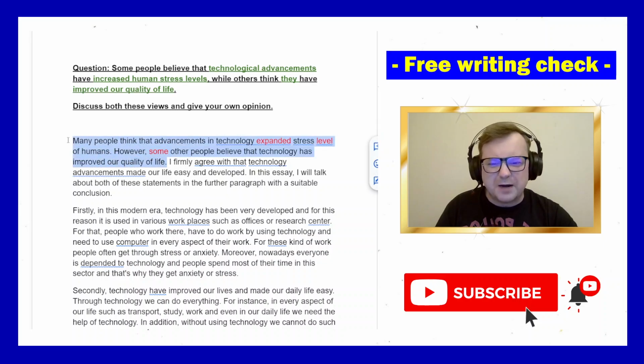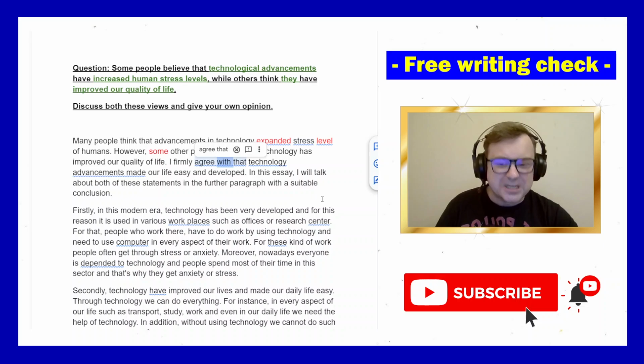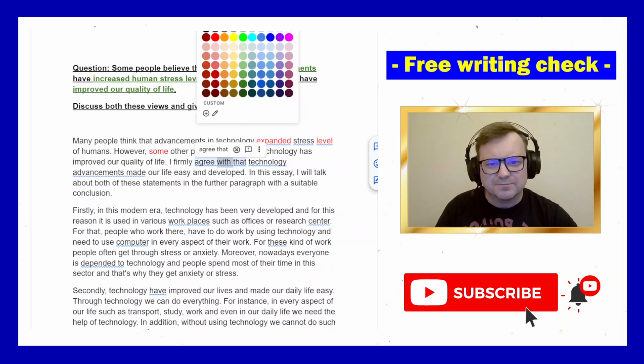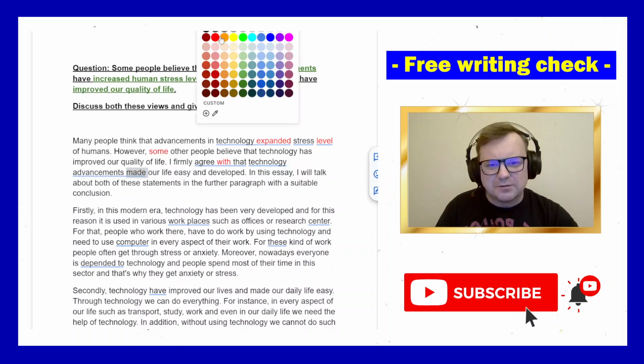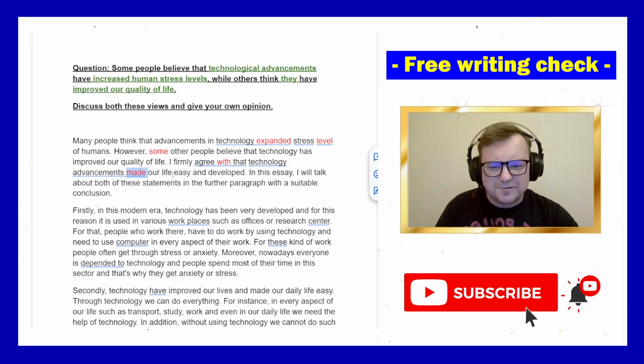Okay, so we just have a paraphrase. Okay, I like a background statement about the topic, but okay. It's not 100% necessary. I firmly agree. Firmly is just maybe a little bit strong for academic, but okay, fine. I firmly agree with that technology. No, I firmly agree that technology, or I firmly agree with the position that technology, but not I firmly agree with that technology. I firmly agree that technology advancements have made, not made. So again, wrong tense.